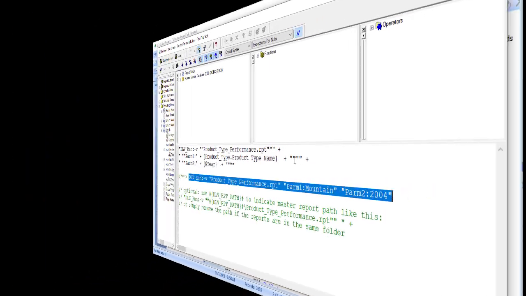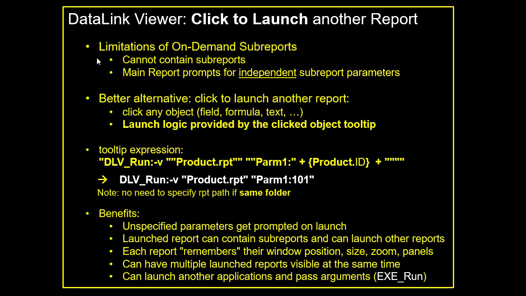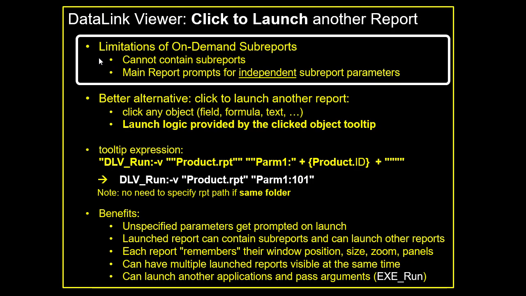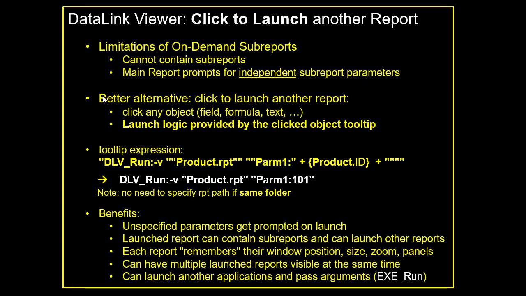The main reason that I developed this functionality in DataLink Viewer is that on-demand subreports in Crystal Reports have some limitations. They cannot contain subreports, and when the main report runs, it prompts for independent subreport parameters that are not even passed from the main report, which is an odd behavior. So this alternative gets around these limitations.